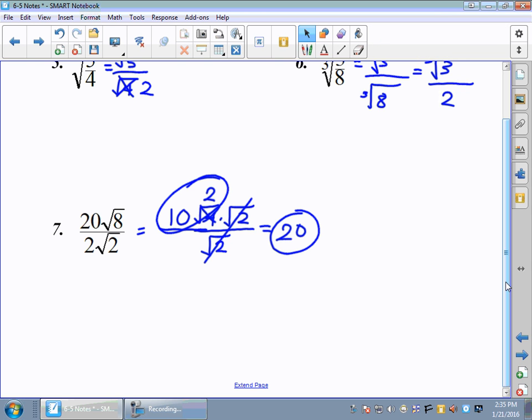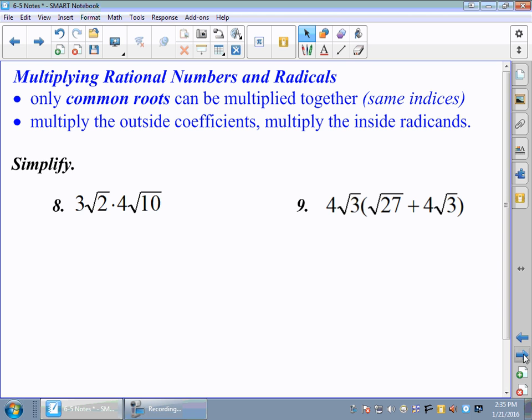Okay? In all 3 of those examples, the denominator just cleaned up on its own. So the next part we're going to talk about is how you get rid of the denominator. Oh, not yet. I lied. We're going to multiply. And then after we multiply, we'll learn how to clean up the denominator with a radical.